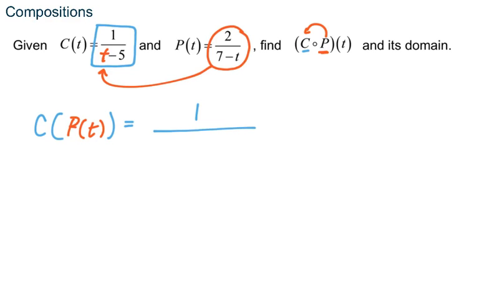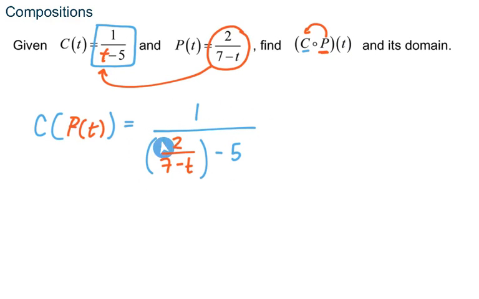that looks like 1 over, and for T, I'm going to plug in my P of T function, which is 2 over 7 minus T, and then we'll say minus 5. So if you get to this step, you understand what the composition should look like. Now, we just have to worry about simplifying this rational expression. And we have a fraction with a fraction inside of it. So this can get a little bit complex, but take a moment, pause, make sure you understand how I turned this notation into this new expression.